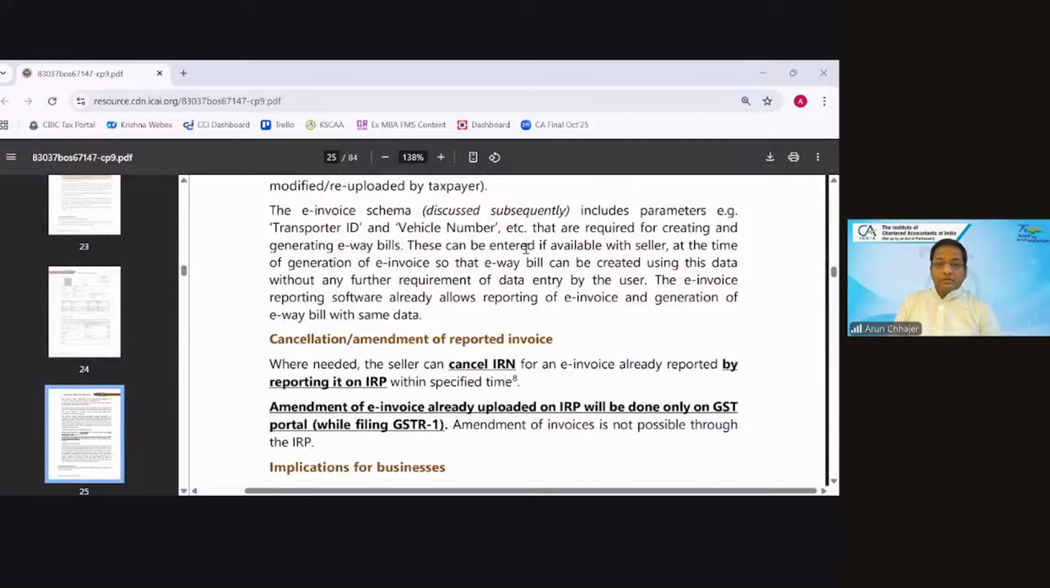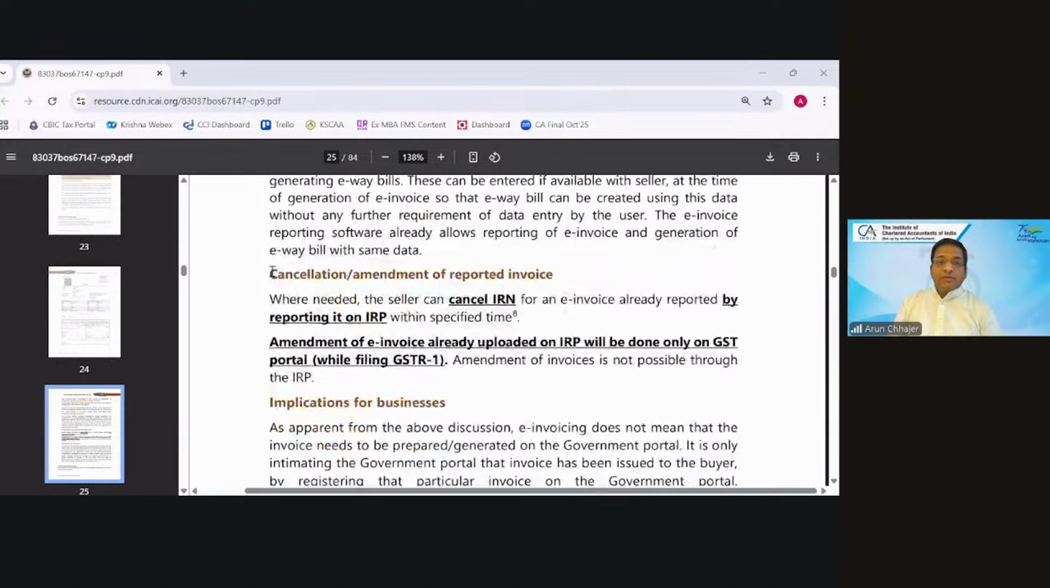So, cancellation or amendment of a reported invoice: the seller can cancel the IRN for an invoice already reported by reporting it on IRP within the specified time. What is the specified time? 24 hours.